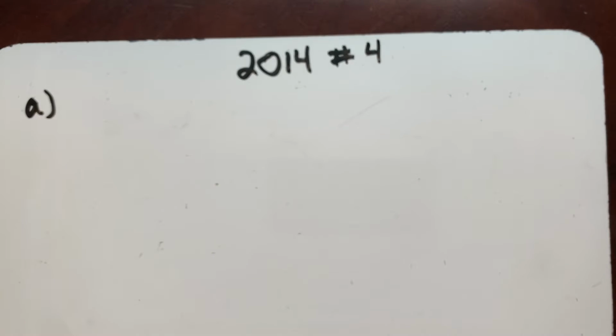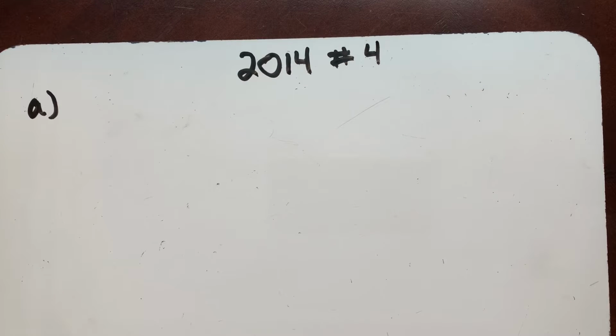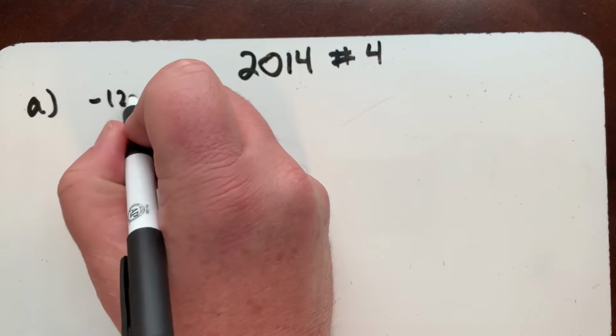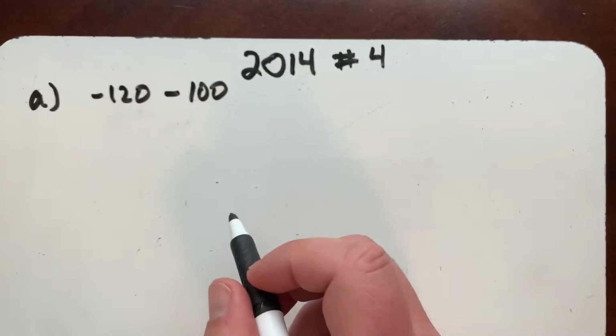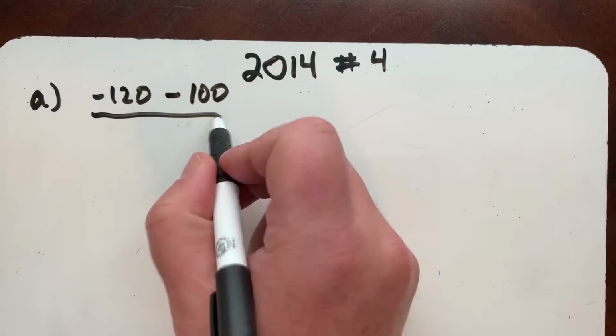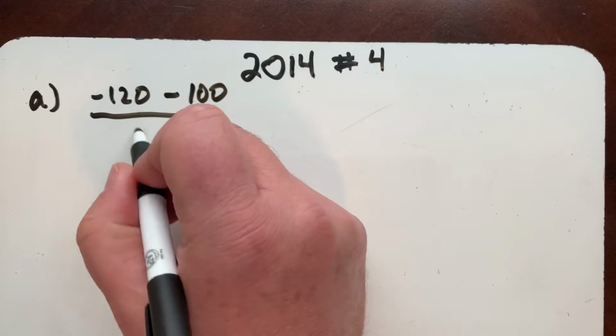They're asking for the average acceleration. So if you look at the table, we already have velocity. So if we want acceleration, we need to take the derivative of that. And to take the derivative, we need to find the slope. So the average acceleration is going to be our slope. So we're going to do negative 120, y2 minus y1, over x2 minus x1.